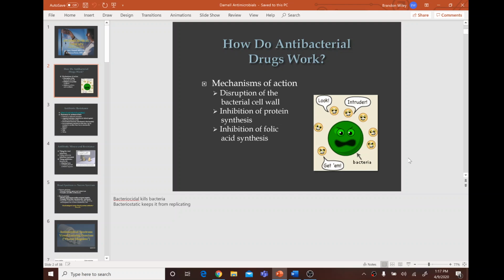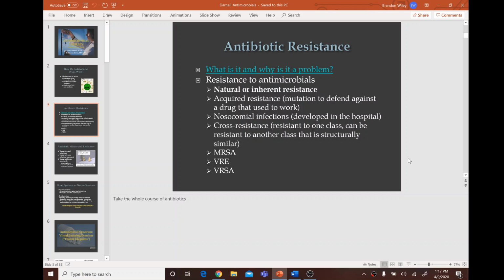What does bactericidal mean? Kills bacteria. What does bacteriostatic mean? Keeps it from replicating. What is acquired resistance? Mutation to defend against a drug that used to work. What is a nosocomial infection? Developed in the hospital. What is cross resistance? Resistant to one class can be resistant to another class that is structurally similar.